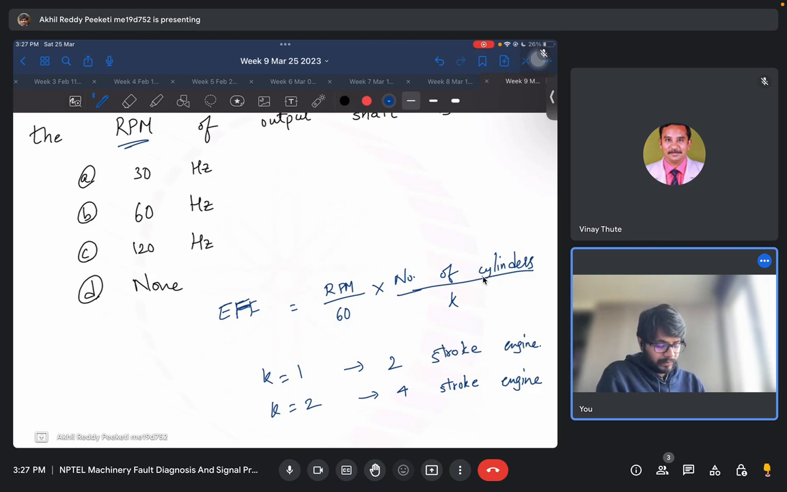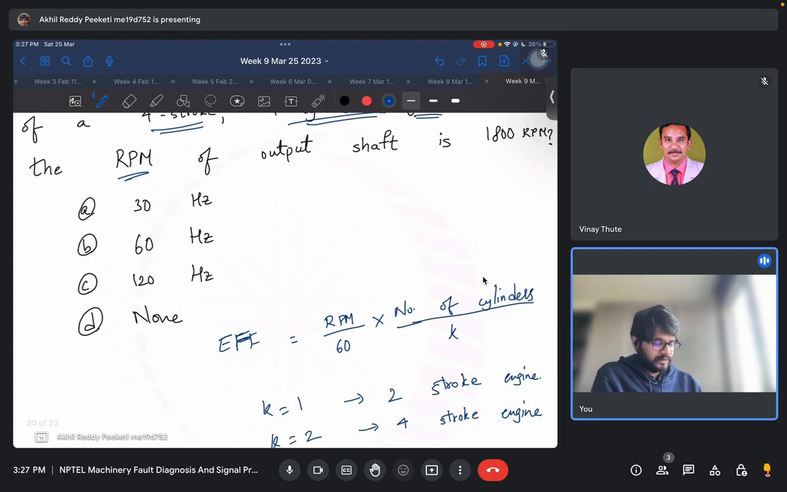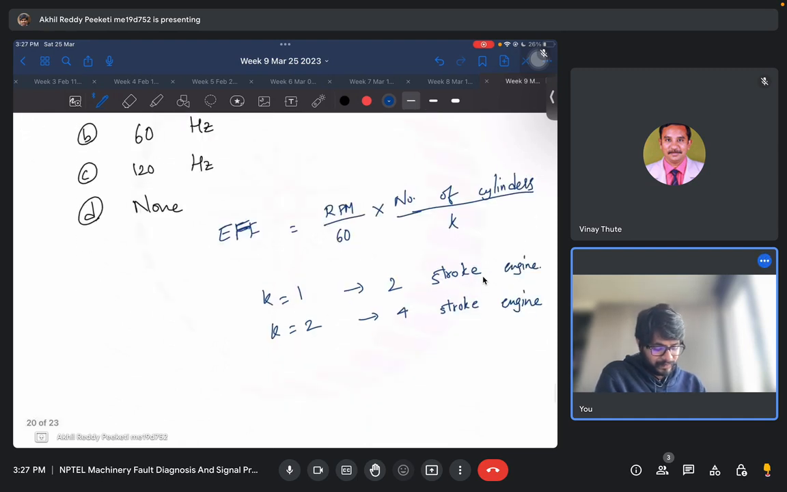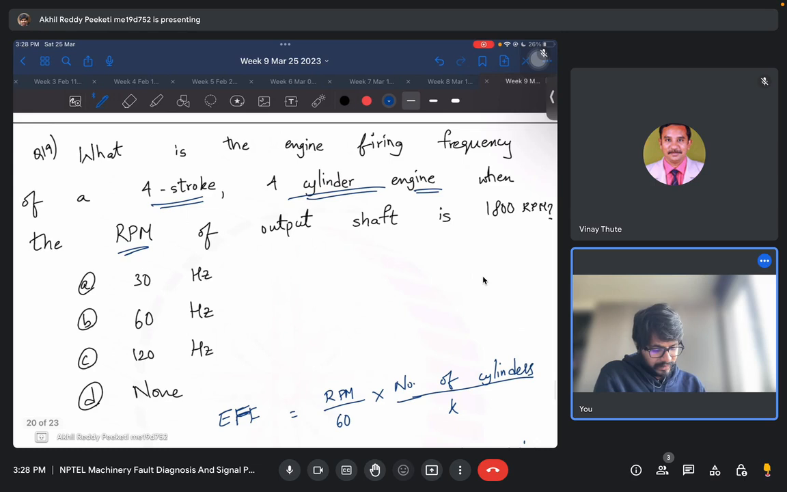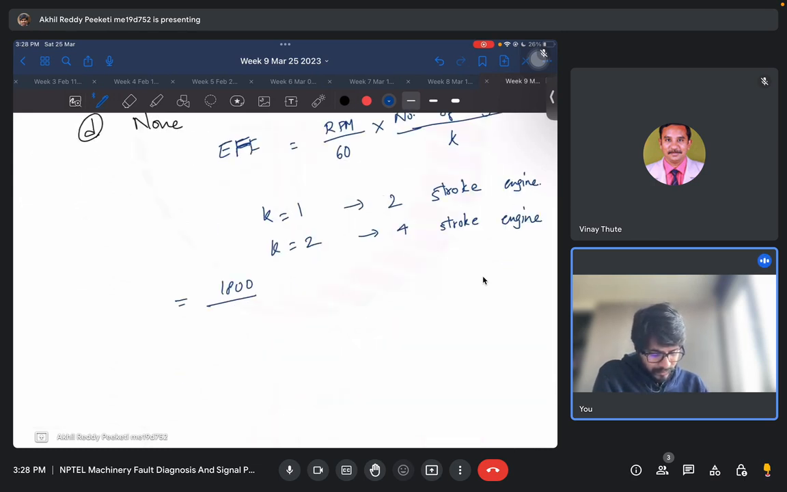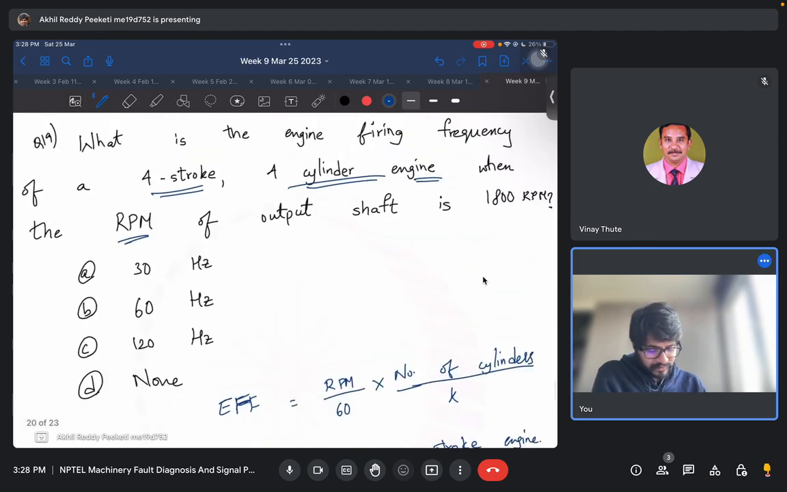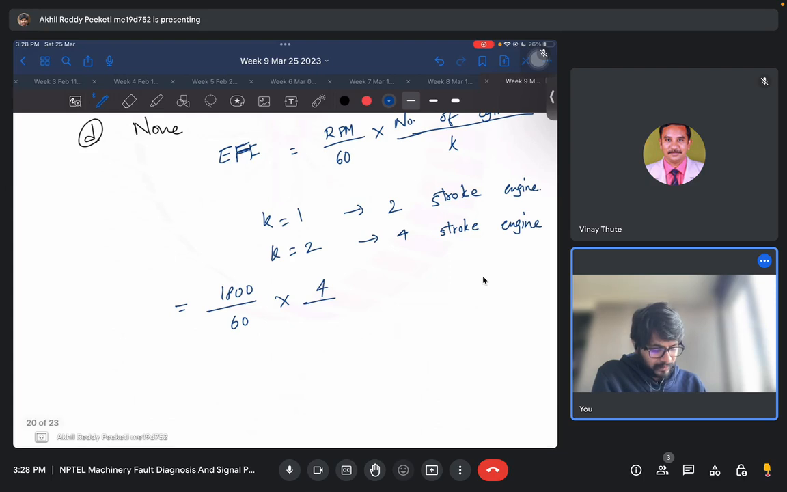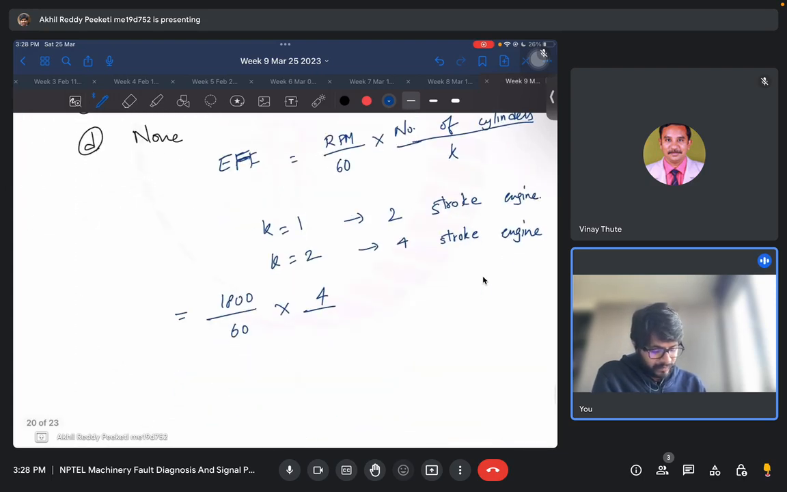Okay. So it basically means if you have a 2-stroke engine, then for every stroke you are doing the ignition, once for each cylinder, so it's just the number of rotations of the shaft into the number of cylinders. So that would be the firing frequency. But when you have a 4-stroke engine, you fire only half of the times for each rotation, so you have to divide by 2. So here it would be RPM is 1800 by 60, into the number of cylinders, 4, by the type of stroke, it's a 4-stroke, so by 2.